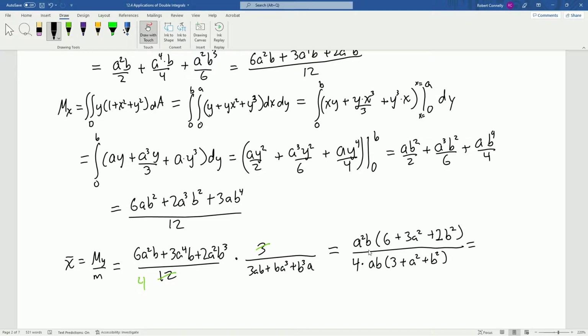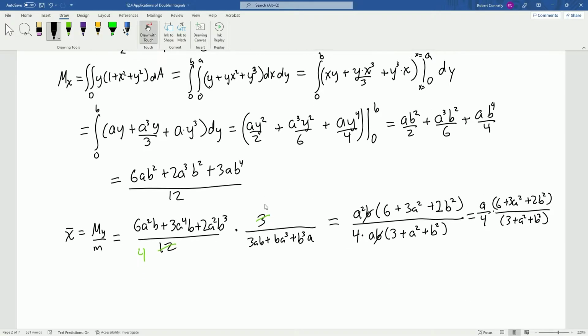So that allows me to cancel one of these a's and this b. I get left with a over 4 times 6 plus 3a squared plus 2b squared over 3 plus a squared plus b squared. So if only we knew what a and b were, we could evaluate this precisely, but this at least gives us a relatively simple formula for finding that center of mass.